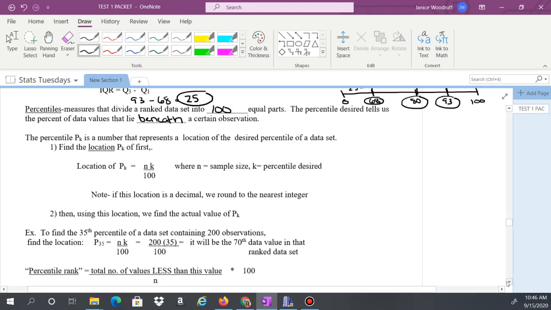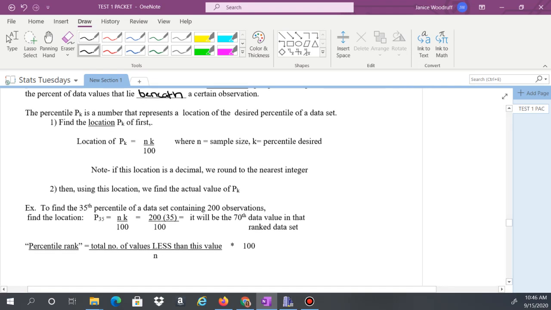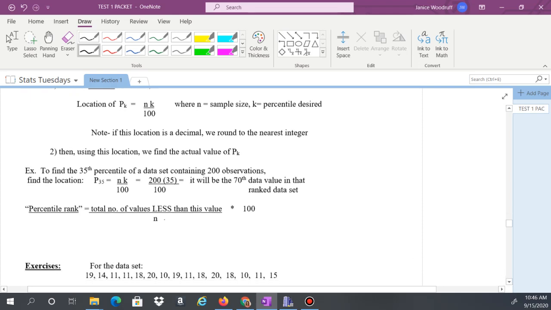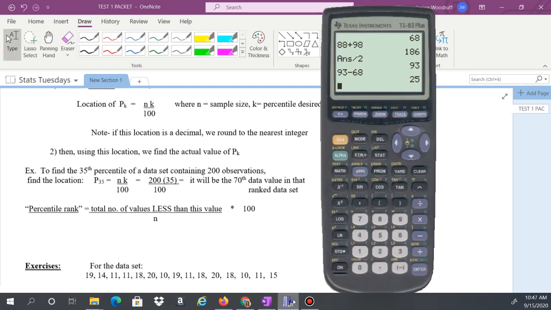So for example, to find the location of the 35th percentile in a data set containing 200 observations, N is your sample size, 200 observations, times 35, and then divided by 100. So 200 times 35 is 7,000, and then divide by 100, and you get 70. So it would be the 70th value in the data set.